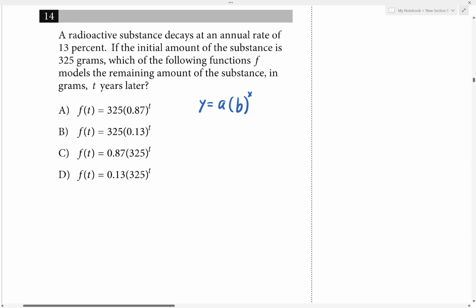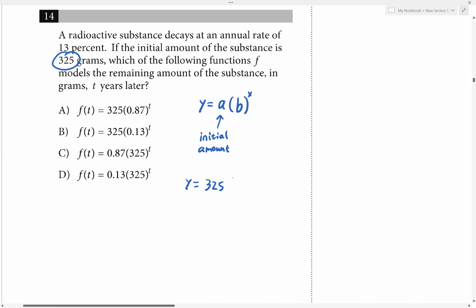But this one is a modeling question, and remember, for a modeling question, the a value is always going to be some initial amount. It's a number that we begin with. Graphically speaking, this will be the y-intercept. Here the initial amount of the substance is 325, so that should be the number in front. That should be the a value, which is 325.